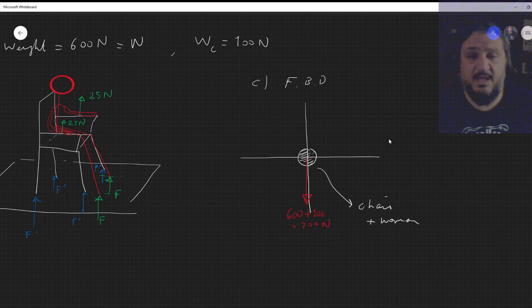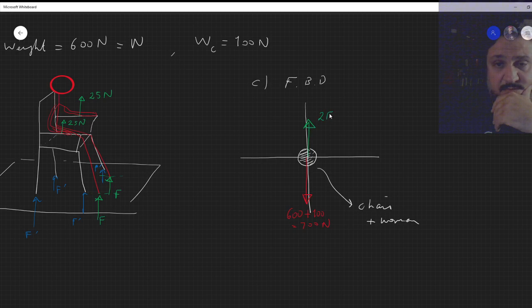All right, and then we have the normal force that the floor exerts on our system, which is upward. And what do we have there? We have actually these two F's, and we have 4 of these F primes. Okay, so we have these.